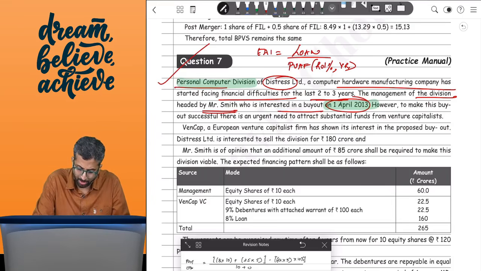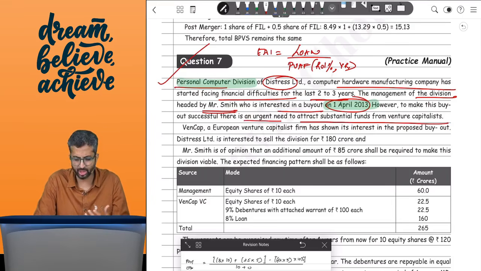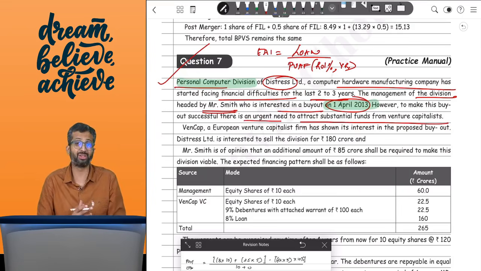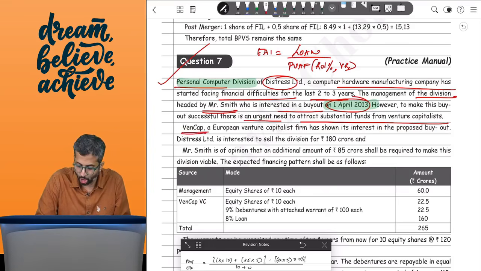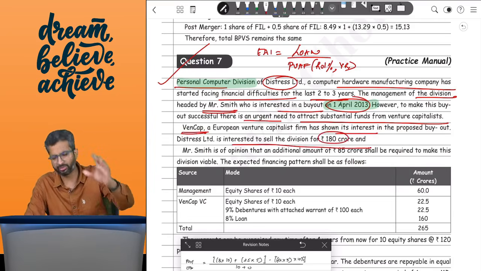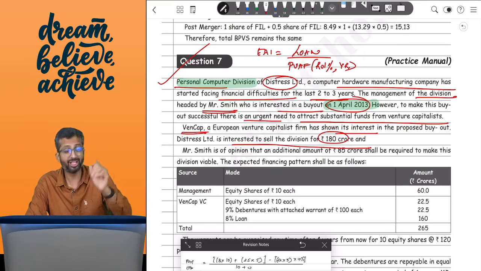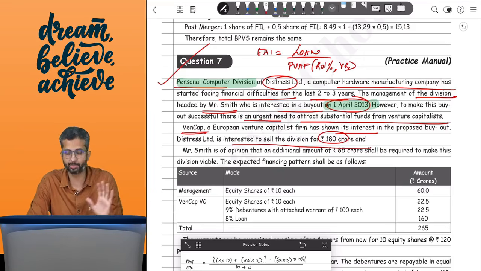However, to make this buyout successful, there's an urgent need to attract substantial funds from venture capitalists, because maybe the management does not have enough money to buy out the entire division. So VenCap, a European venture capitalist firm, has shown interest in the proposed buyout. Distress, which is interested to sell the division for 180 crores. So VenCap says that, okay, I'll arrange some funds, we need to pay 180 crores to acquire this personal computer division.